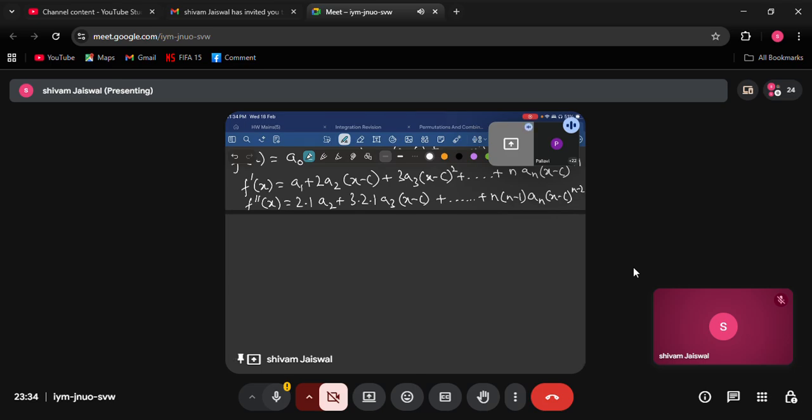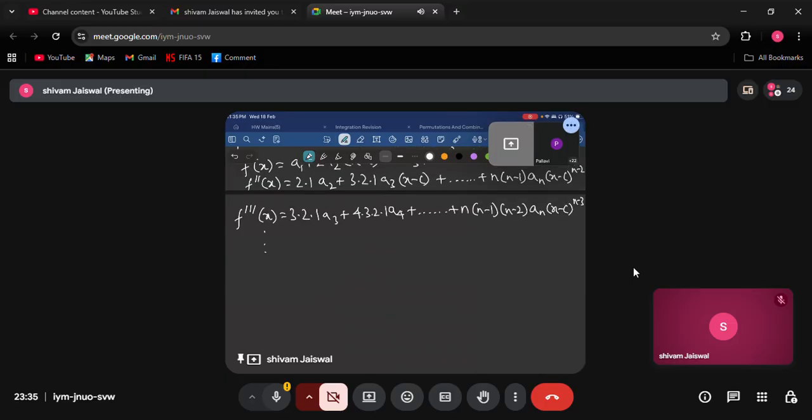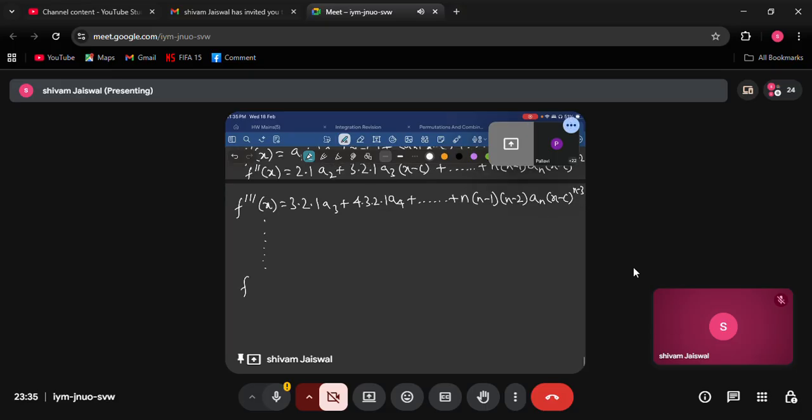Let us differentiate it once more. F triple dash x will be equal to 2 into 1 gone, so 3 into 2 into 1 a3 plus 4 into 3 into 2 into 1 a4 plus dot dot dot plus n into n minus 1 into n minus 2 into a n into x minus c whole to the power n minus 3. Differentiating it n times, f n x.